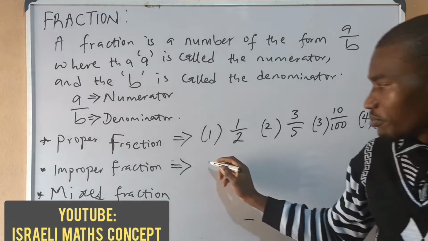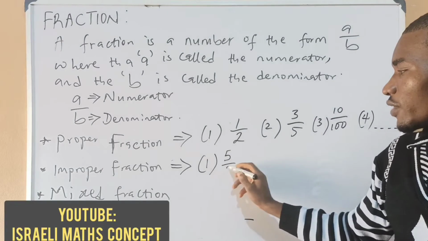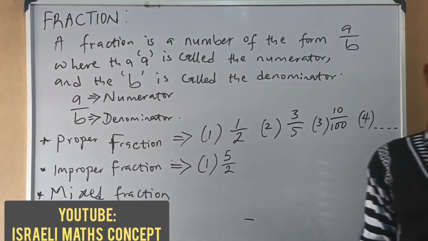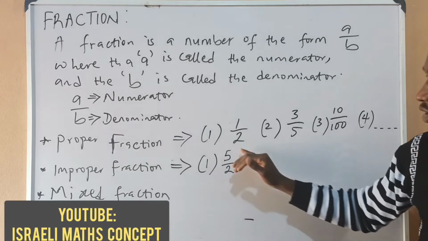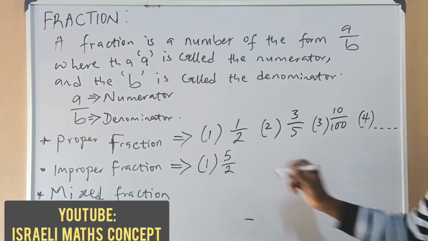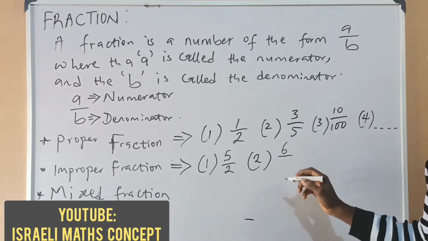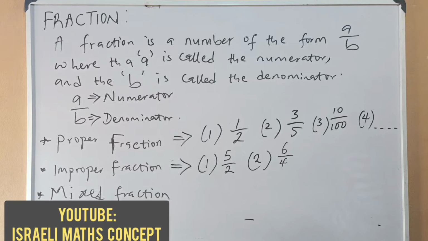So let's take, for example 1, a fraction of this form, 5 all over 2. This is an improper fraction. Why? Because the numerator is greater than the denominator. Another example of an improper fraction is a fraction like 6 over 4. 6 over 4 is an improper fraction because the numerator is greater than the denominator.